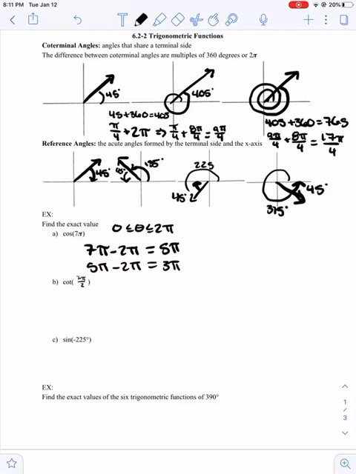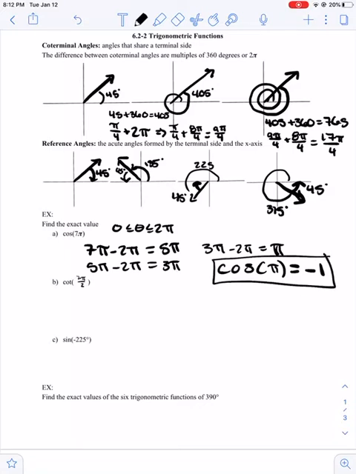That's still bigger. So we need to do it again. So 3 pi minus 2 pi equals pi. Pi is between 0 and 2 pi, and that's on our unit circle. So now we can just say, what is the cosine of pi? And looking at our unit circle, the cosine of pi equals -1.